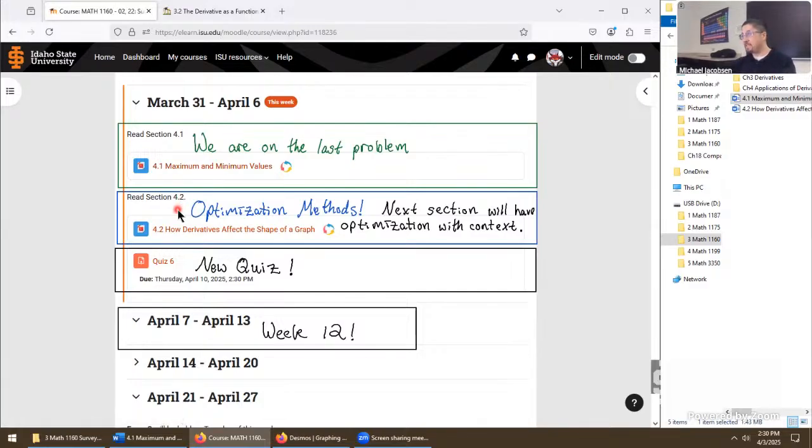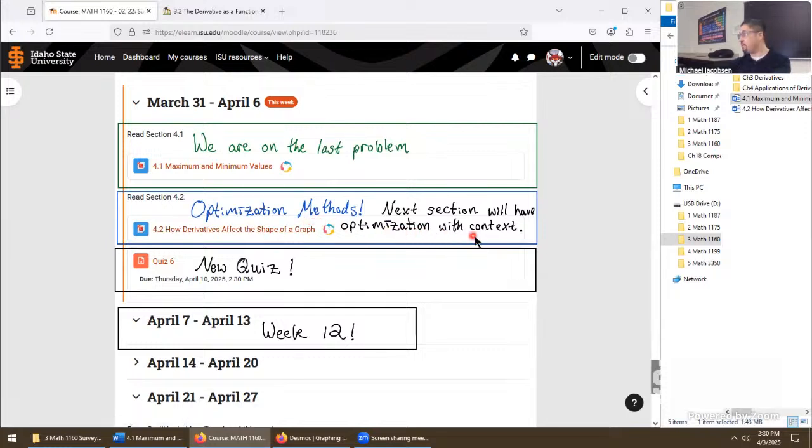Then we're getting into optimization. Section 4.2 is a pretty big section. It's slightly more technical, but in a nice sense, it's kind of a big review section as well. We're going to pull information from section 3.2. That's why you see the tab open there to see what's going on with the optimization. The section title just says how derivatives affect the shape of the graph, but it's important to think in terms of this is what it's all about.